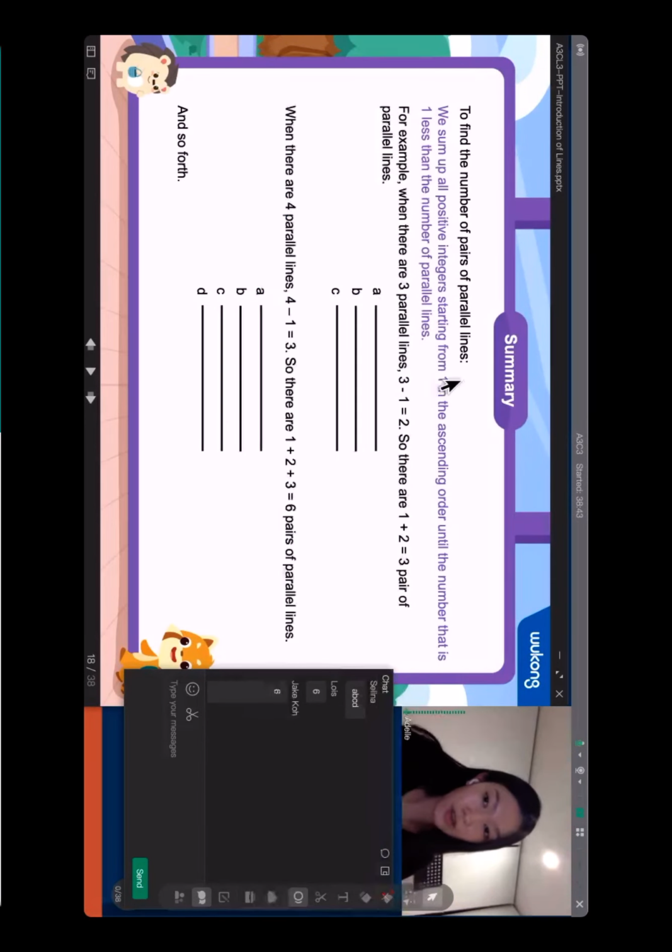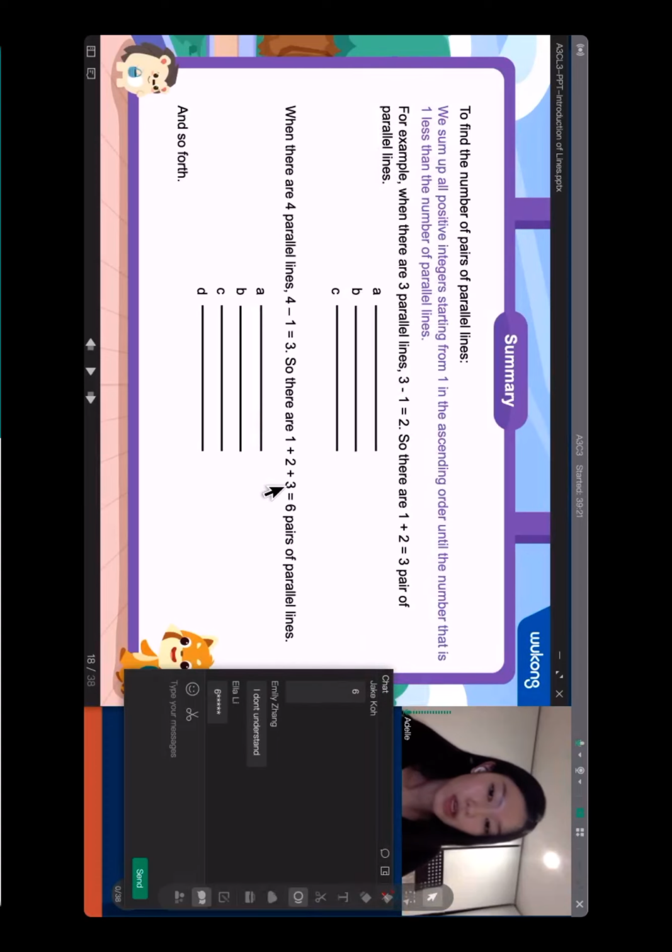So to find the number of pairs of parallel lines, we need to sum up all the positive integers starting from 1 in ascending order until the number that is 1 less than the number of parallel lines. So what that means is that when there are 3 parallel lines, we have ABC, 3 minus 1 is equal to 2. Okay, so there are 1 plus 2, which equals 3 pairs of parallel lines. And here, when there are 4 parallel lines, 4 minus 1 is equal to 3. So there are 1 plus 2 plus 3, which equals 6 pairs of parallel lines.